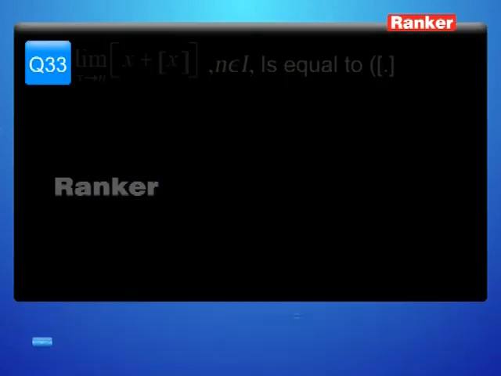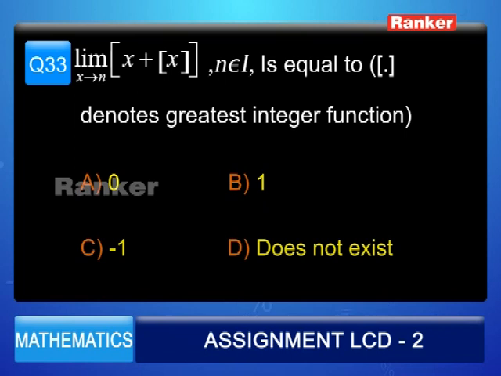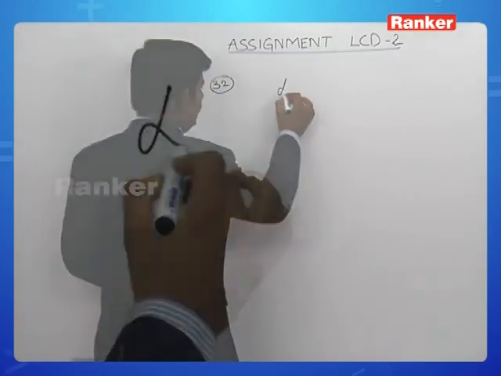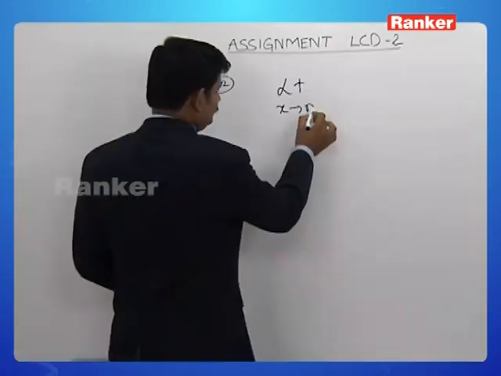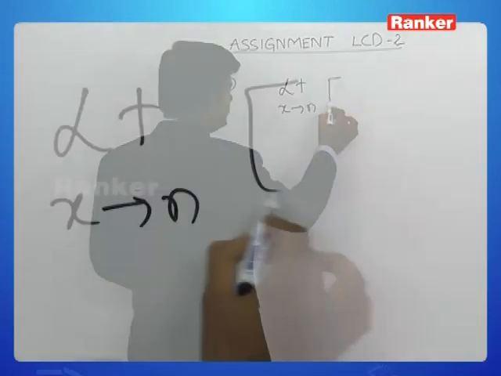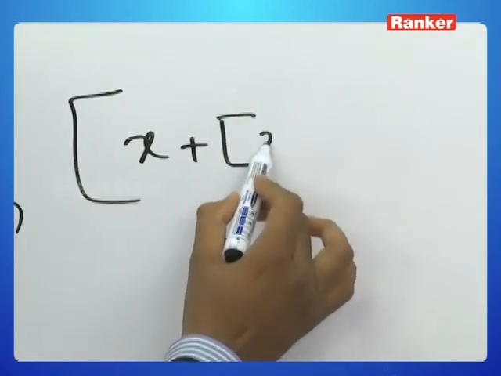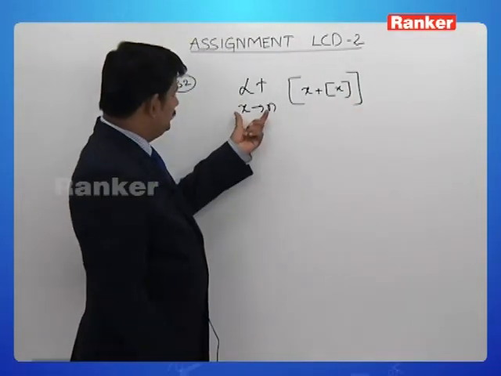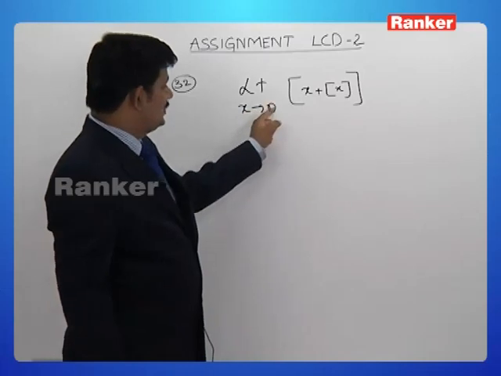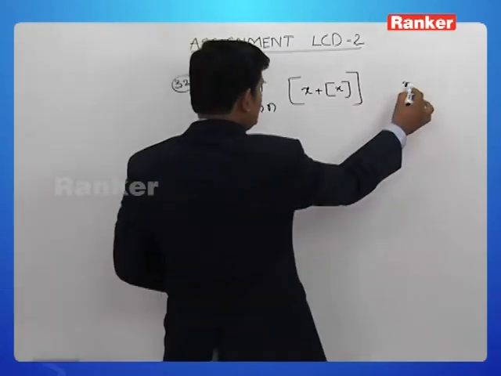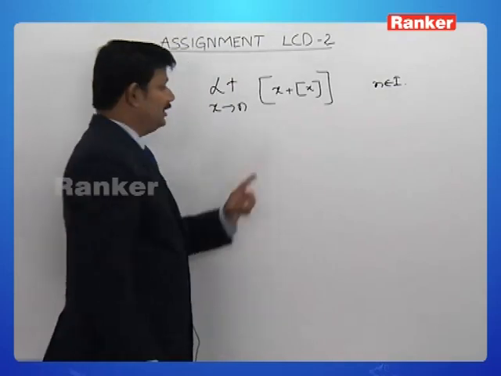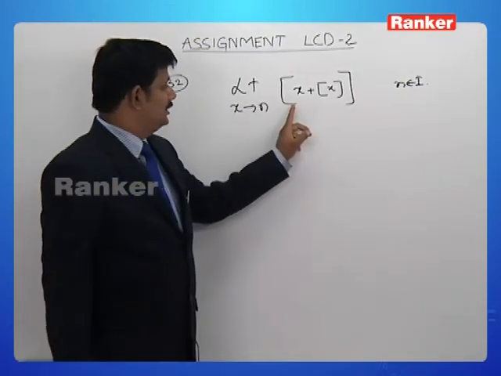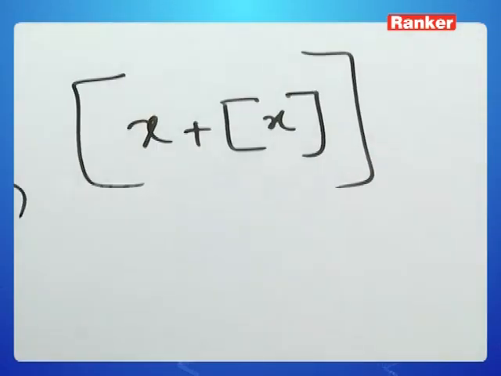Next question: the limit as x tends to n of the integral part of x plus the integral part of x, where n is an integer. We need to evaluate the limit as x tends to n of the greatest integer part of x plus the greatest integer part of x.